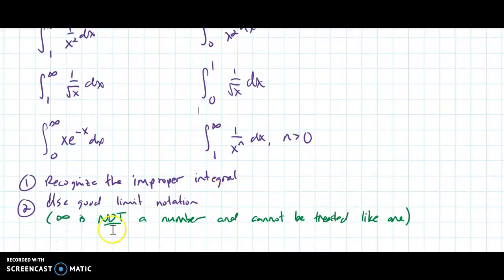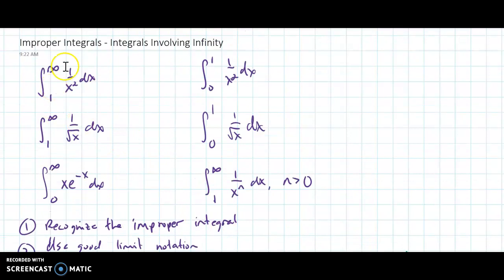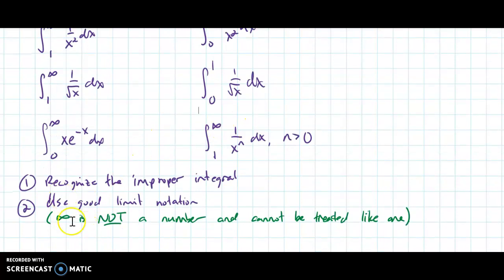So there are sort of two steps in general. They've got sub-steps, I guess you could say, that improper integrals require. One is that you actually recognize that we have an improper integral. So with these guys, it should be easy. This one, clearly, a little bit more work, but not that bad. And then the second step is simply to use good limit notation.